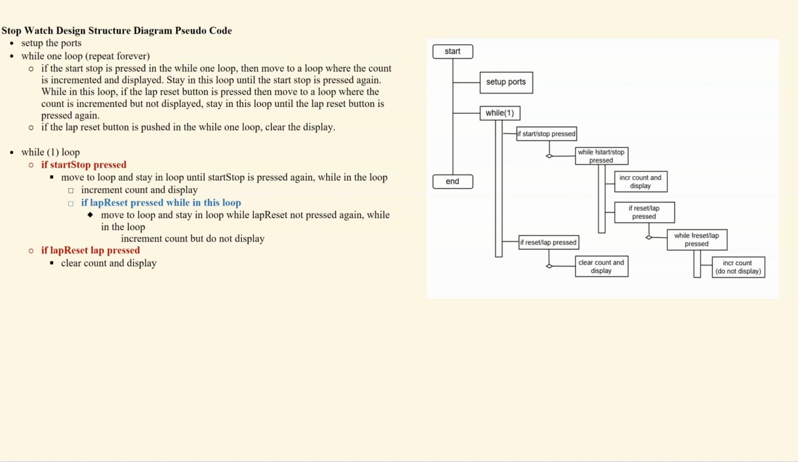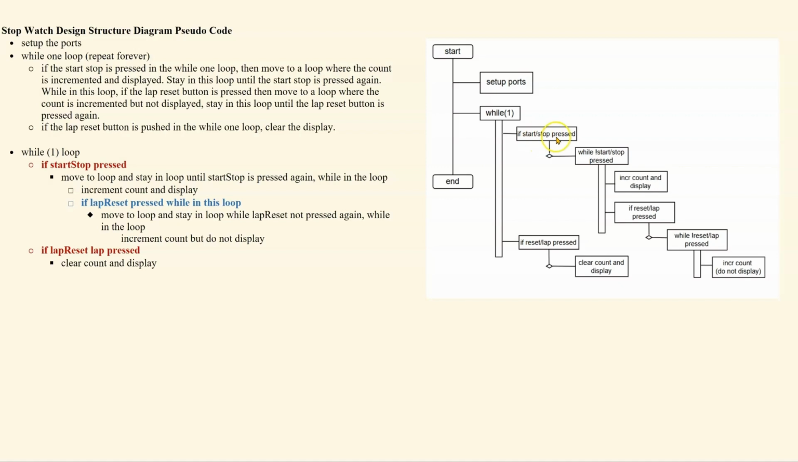We can design the stopwatch code using a structure diagram. The pseudocode is shown here, and a brief structure of the while one loop is shown here. Looking at the loop, we follow down, set up ports, while one, we stay in this while one. In this loop, the clock is not running.